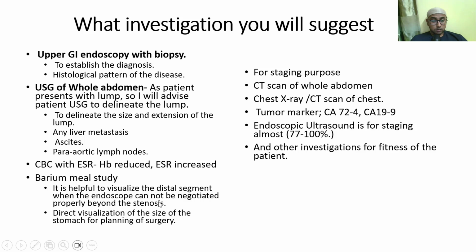Okay, there will be some para-aortic nodes as well, and the CBC with ESR, hemoglobin percentage reduced and ESR also increased. And the barium meal study is helpful to visualize the distal segment when the endoscope cannot be negotiated properly beyond the stenosis, and the direct visualization of the size of the stomach for planning of surgery. For staging purposes, CT scan of the whole abdomen, chest X-ray, CT scan of the chest, tumor markers CA 72-4, which is a prognostic indicator, and CA 19-9 is diagnostic. Those are two tumor markers.